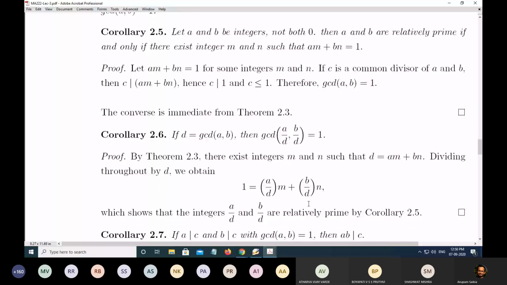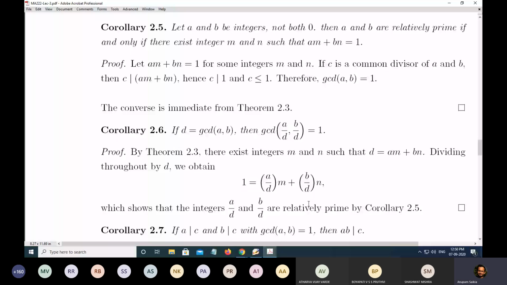And if A divides C and B divides C, where the GCD of A and B is 1, then AB also divides C. Remember, this is important. Otherwise, what will happen? You can easily find a contradiction if they are not co-prime. Like 4 divides 8 and 4 divides 8, but I cannot say 16 divides 8. Certainly I need this to be co-prime.